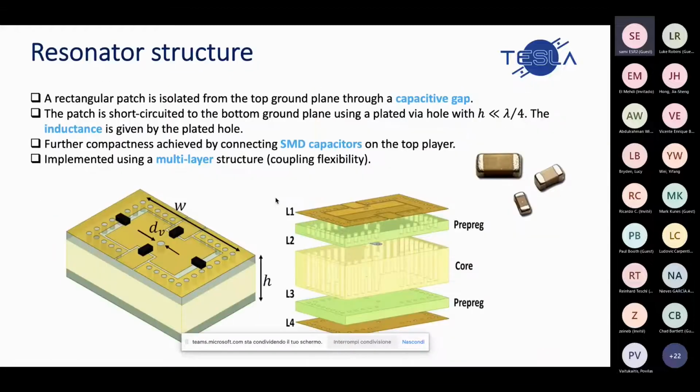There are two ways to control the resonance frequency of the resonators. One is by modifying the capacitive gap, thereby increasing or decreasing the capacitive value of the resonator. The second is by modifying the inductive value by changing the diameter of the via. The minimum value is limited by the manufacturing process, and further compactness can be achieved by adding an extra capacitive loading to the basic structure.